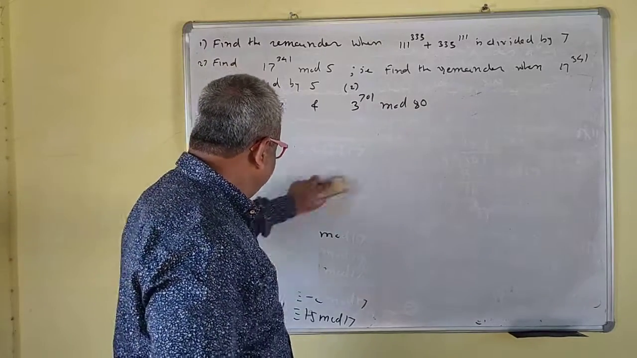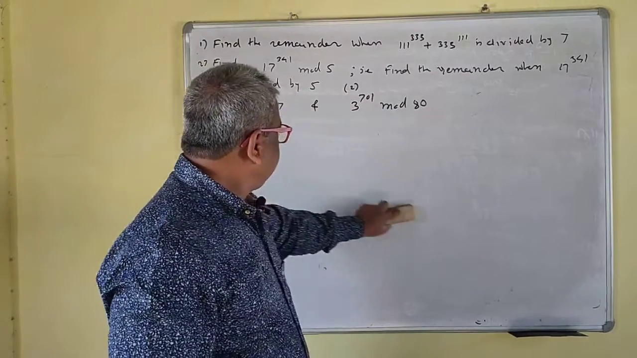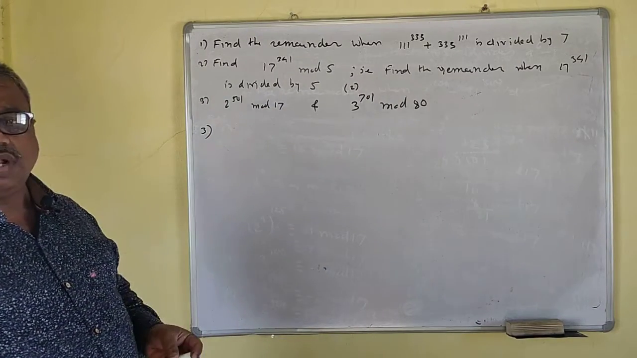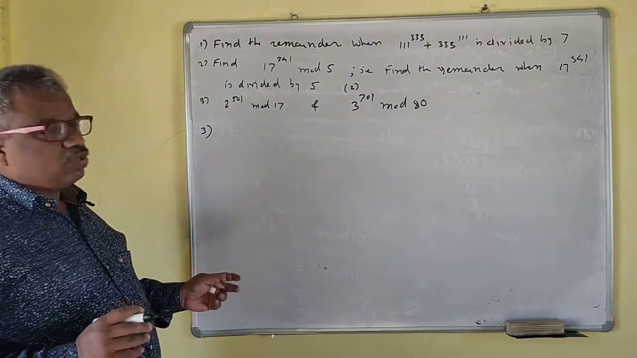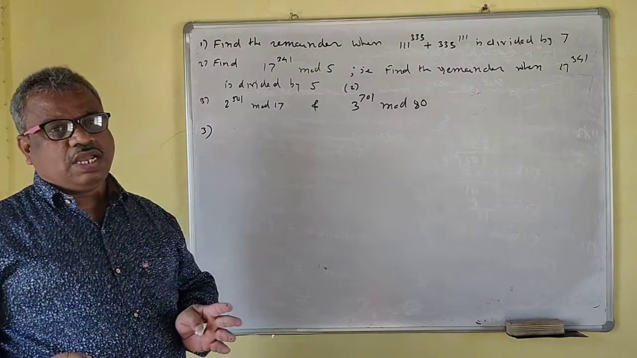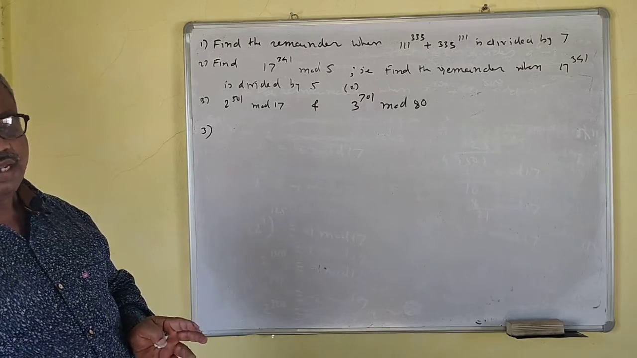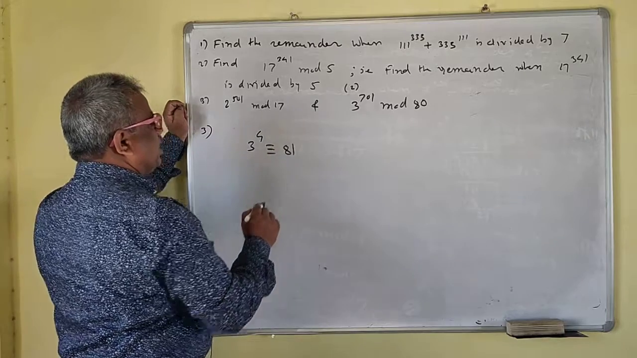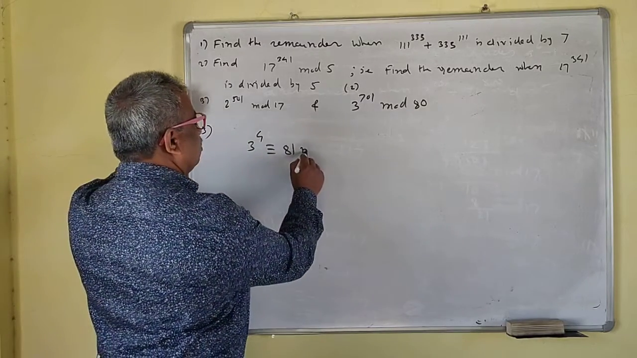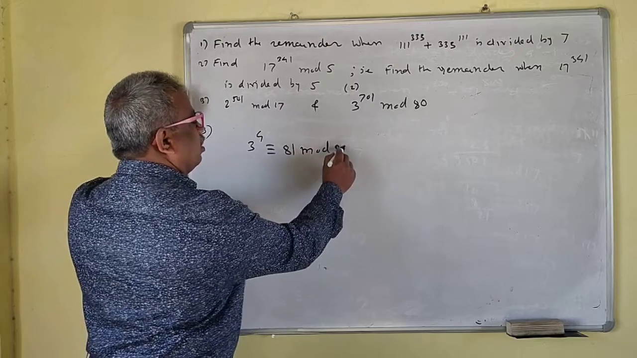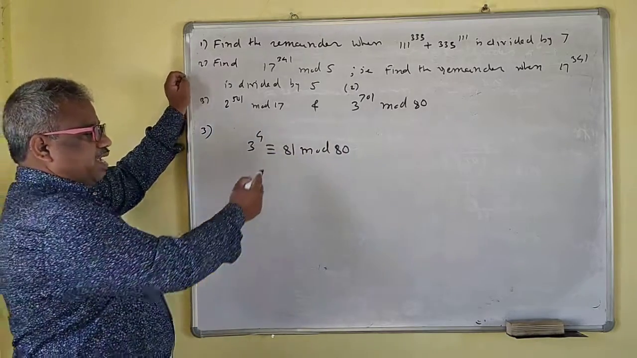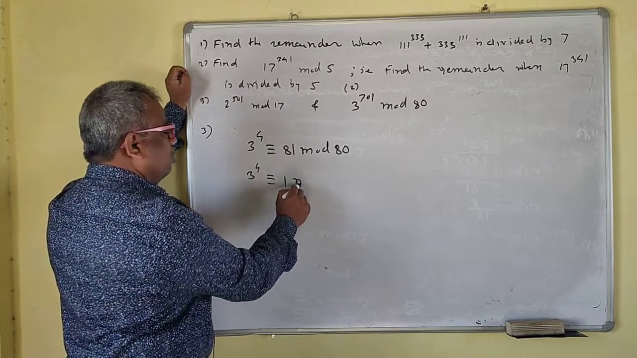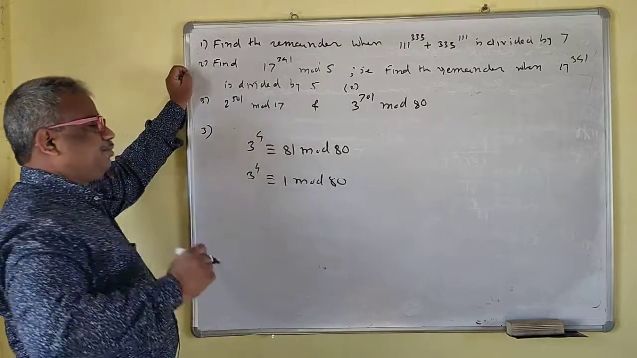Okay. Now same thing we'll do here. Note that here you cannot apply the Fermat theorem because 80 is not a prime number. So you know that 3 to the power something is very close to 80. So 81, right? Now 3 raised to 4 is congruent to 81 mod 80. 81 divided by 80 has remainder 1. So 3 raised to 4 is congruent to 1 mod 80.